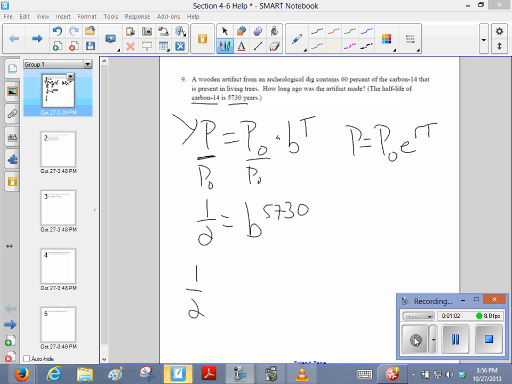Remember how we can take the reciprocal, raise it to the reciprocal power, and that's like taking the root. Taking the square root of something is the same as raising it to the 1/2 power. And that's what we're going to do here with this awful number. So I'm going to raise 1/2 to the 1 over 5730, and that should be the base.